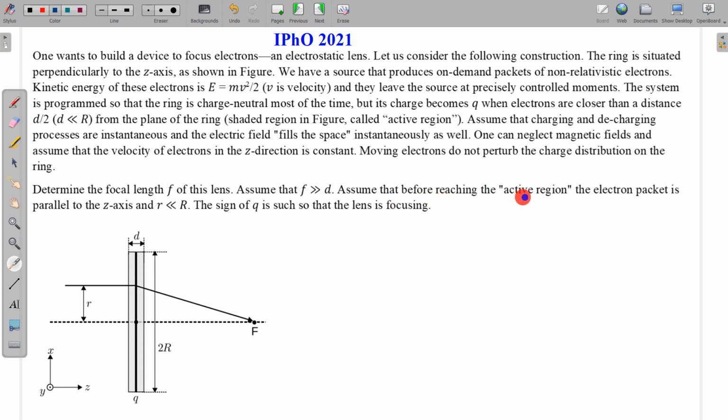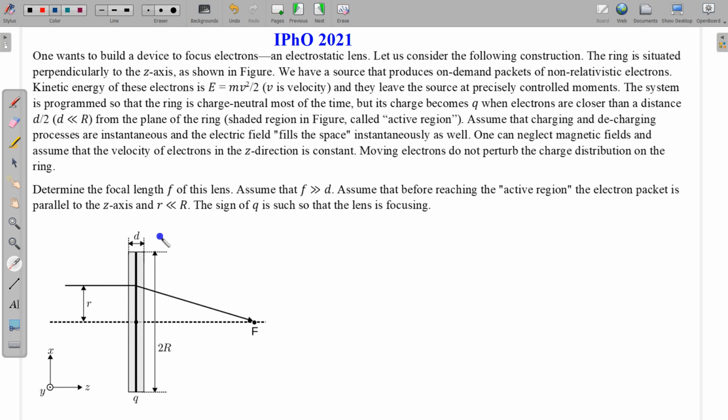Assume that before reaching the active region, the electron packet is parallel to the z-axis. So electrons are coming parallel to the z-axis. It is something like a convex spherical lens, where light is coming parallel to the optical axis and then gets focused. So it is something like that, parallel to the z-axis, and small r is much less than capital R. The sign of q is such that the lens is focusing.